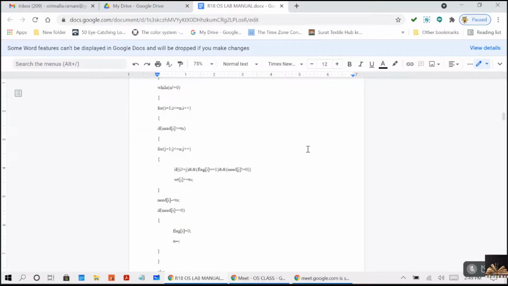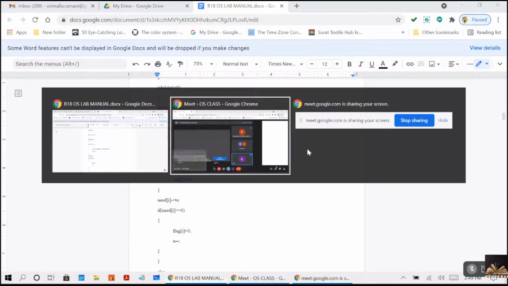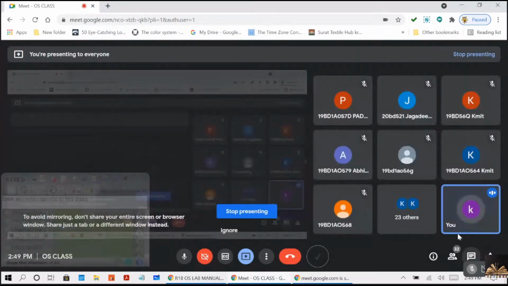So you should understand this while loop, right? Are you able to understand, ma'am?